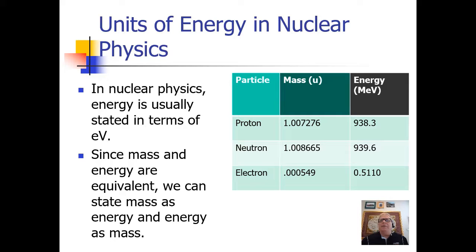But since mass and energy are equivalent, you can express masses in terms of energies. For example, a proton, which has a mass of 1.007276 U, has an energy of 938.3 mega electron volts, and those two measures are entirely interchangeable.